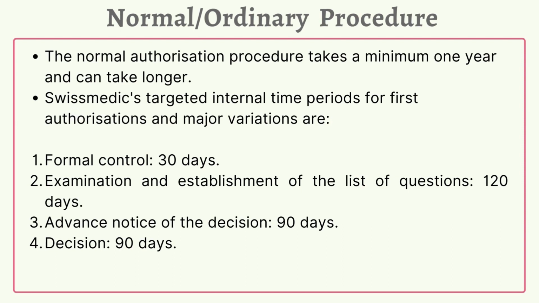Timeline for the first authorization. Formal control takes 30 days, examination and establishment of the list of questions 120 days, advance notice of the decision 90 days, and decision 90 days.